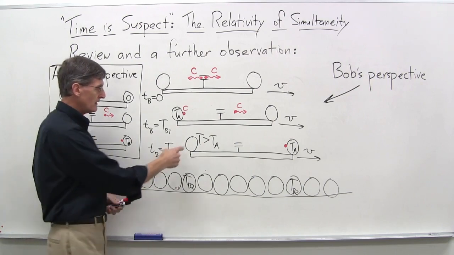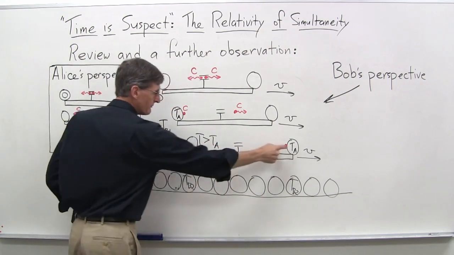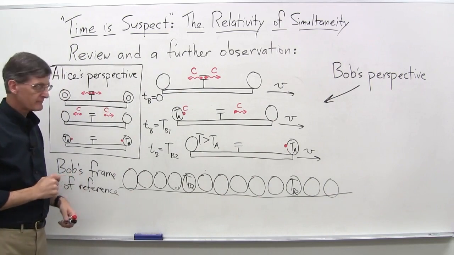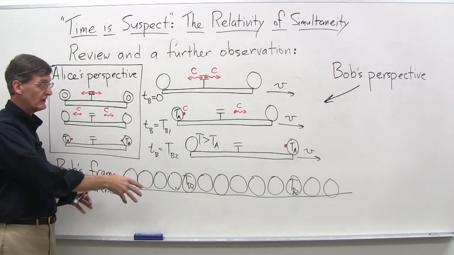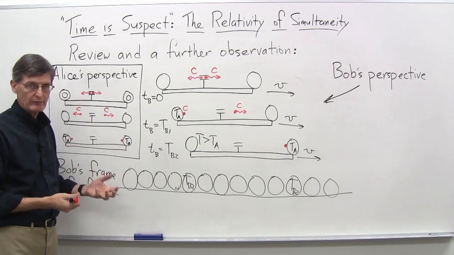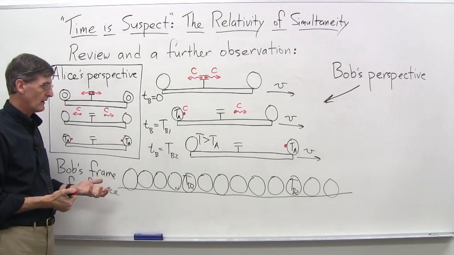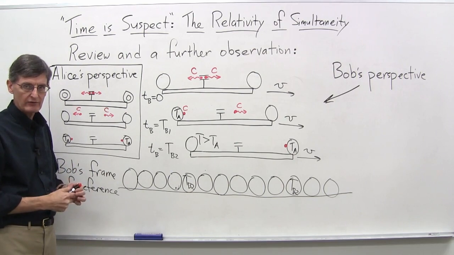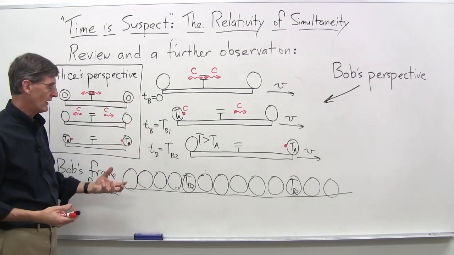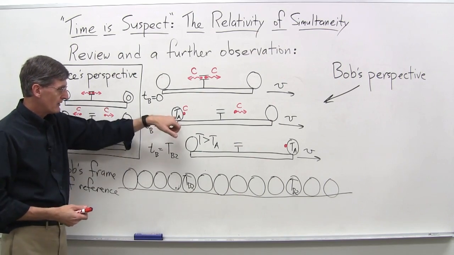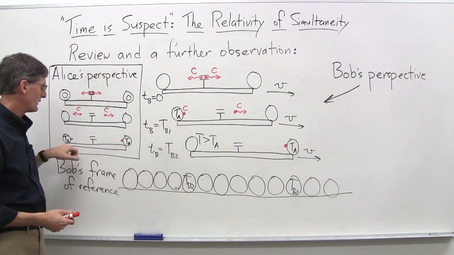So Bob sees Alice's clocks as unsynchronized. And you could reverse the analysis and look at it from Alice's perspective, looking at Bob's clocks. She also would see Bob's clocks unsynchronized, because otherwise you can't make sense of the situation. The photographic evidence here does not lie, that when you take the photographs, it's got to be T sub A here, because that's what Alice sees.